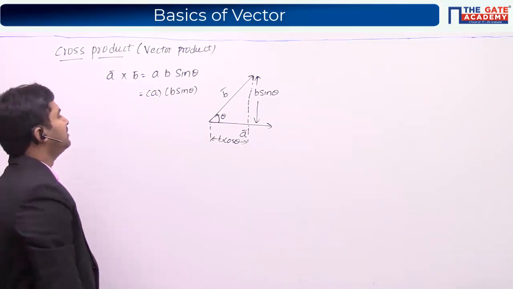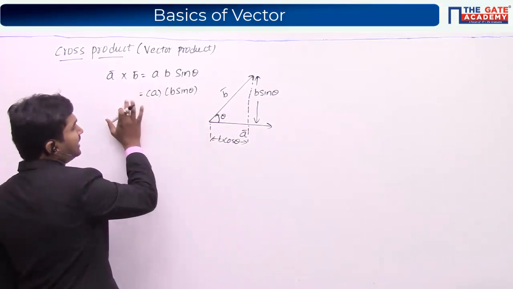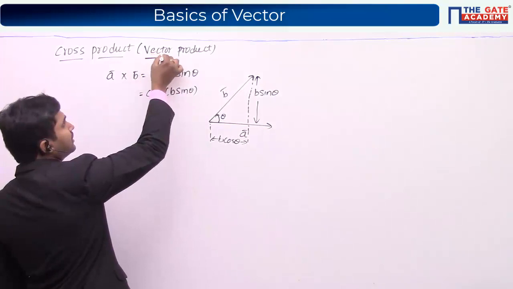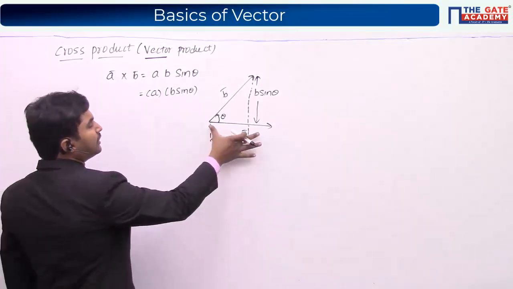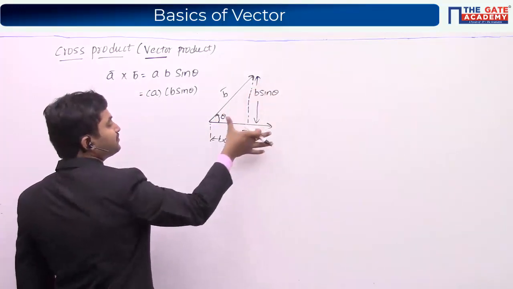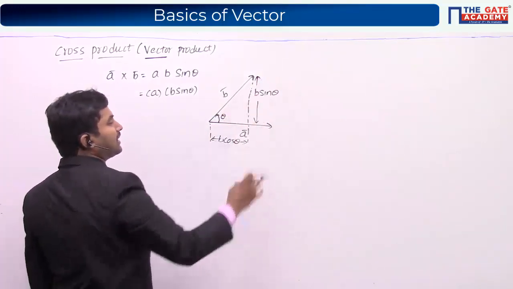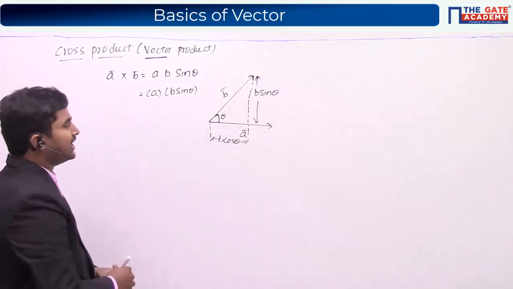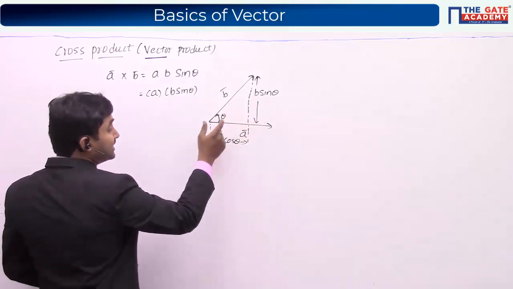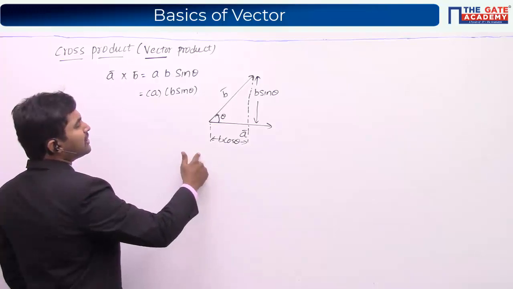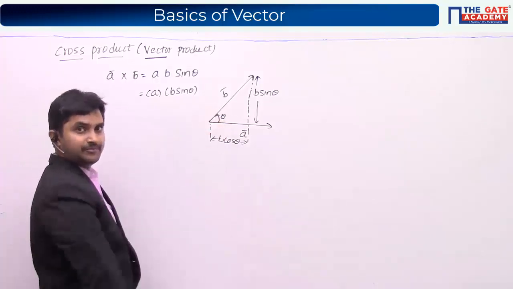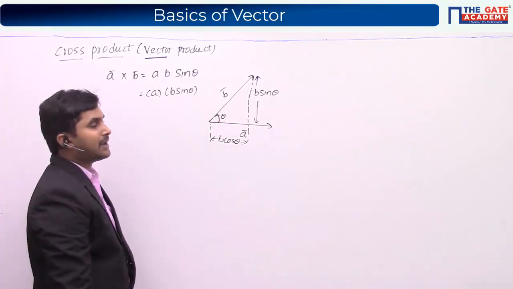Okay, this forms the cross product. And I told you it's a vector. What we are doing here is multiplying two perpendicular components. Now when you multiply these two perpendicular components, the direction obtained for this product will be perpendicular to both.